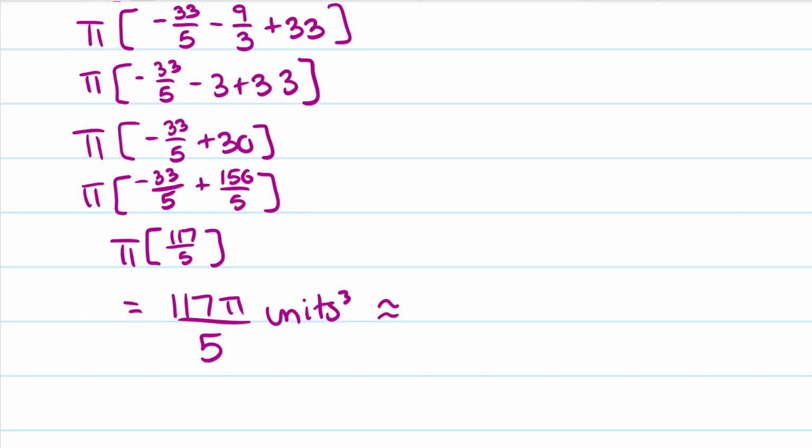And so you're going to get 117 pi divided by 5 units cubed, which is approximately 73.513 units cubed.